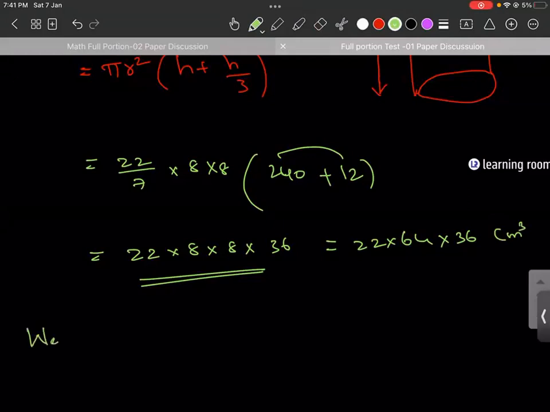Now I want the weight. So weight will be into 7.8.